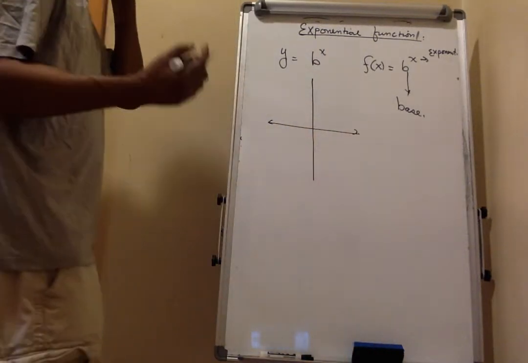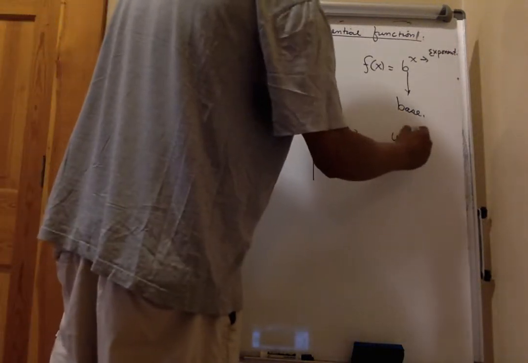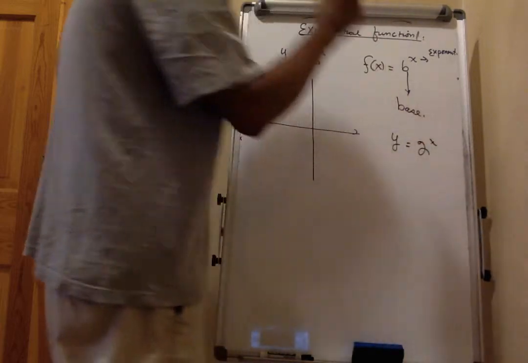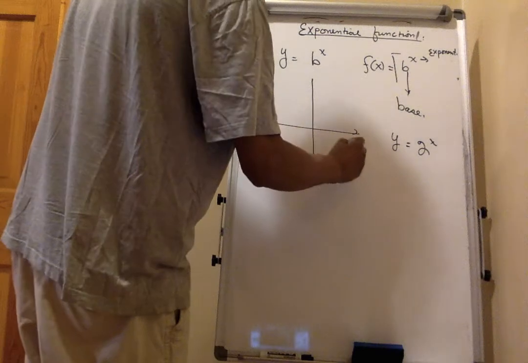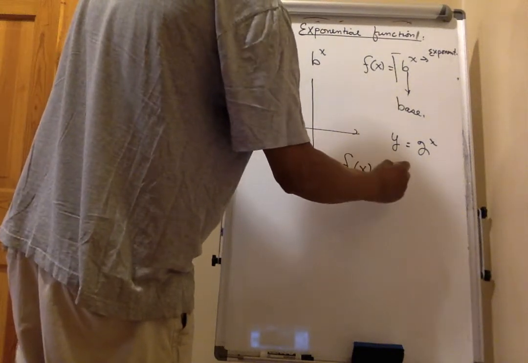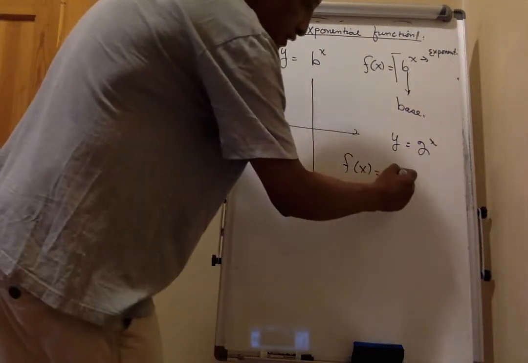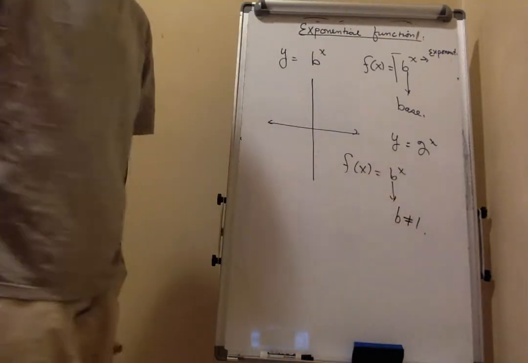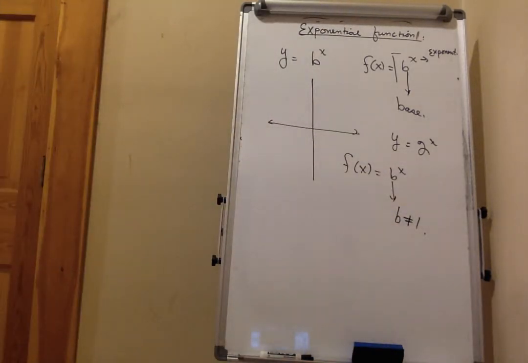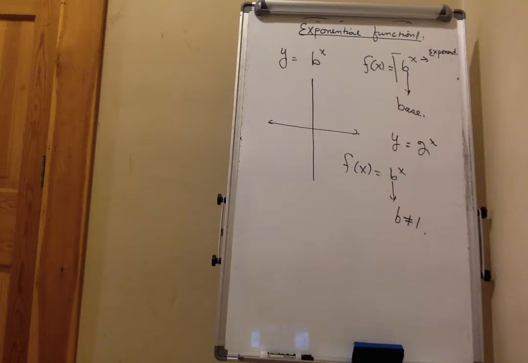And let me give you one example. y is equal to 2 to the x. In fact, before I do that, let me make a restriction. For instance, in f of x is equal to b to the x, whatever b is, b cannot equal 1 in order to become an exponential function. Because if b is 1, then we are going to have just a horizontal line. There is no movement in the y direction.